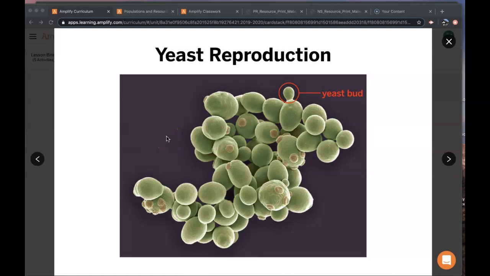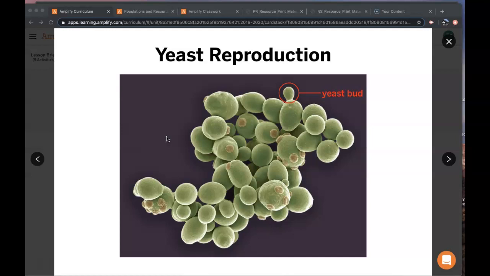This is populations and resources lesson 2.2. This is right after activity 4, so you should have just watched the yeast experiment video, the conclusion to it. And then this is a tab that you don't have, but it's about yeast production.